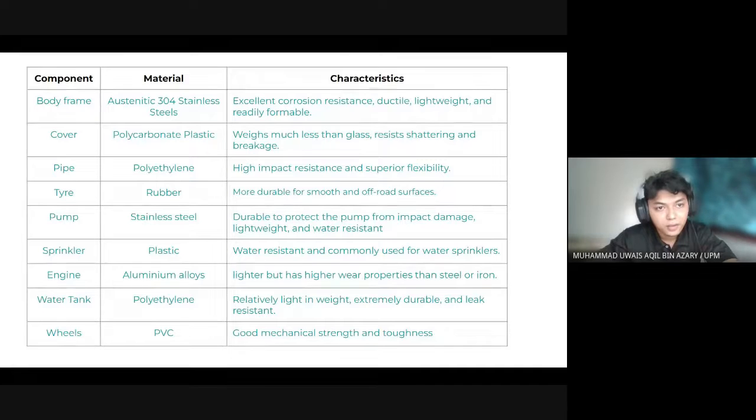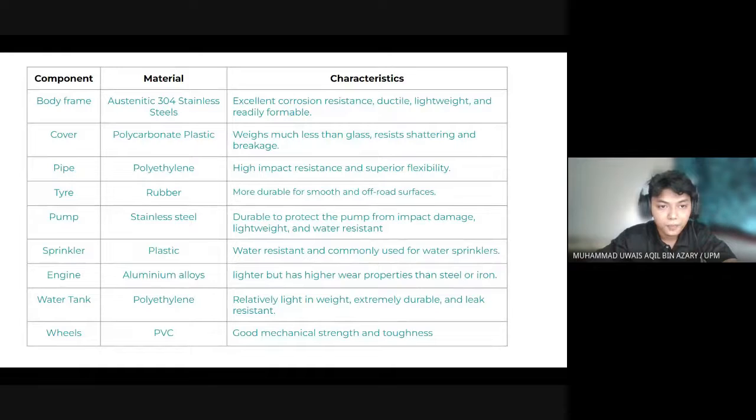For the body frame, we will use stainless steel because it is lightweight and ductile. And for the cover, we will use polycarbonate plastic, which weighs much less than glass and resists shattering and breakage. And for the pipe, we will use plastic, type polyethylene, which has a high impact resistance.